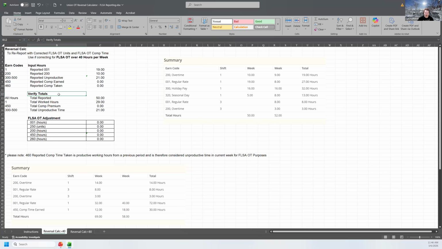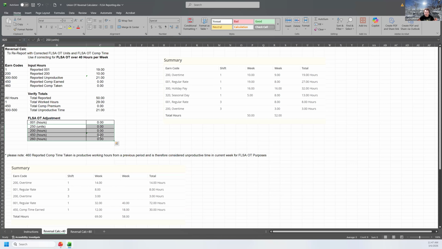So I have input the hours. Now, next, we're going to go verify the totals. Total reported, 50. Yep, that matches. Worked hours, 29. Does that make sense? Yeah, because I had 19 regular and 10 of overtime, so I worked 29 hours. Comp time earned, 0. Unproductive time, 21 hours. Yeah, that's my holiday and seasonal day. Oh, FLSA adjustment. I don't see anything for FLSA adjustment. Is this wrong? No, it's not wrong because we did not work over 40 hours. Therefore, FLSA is not applicable.